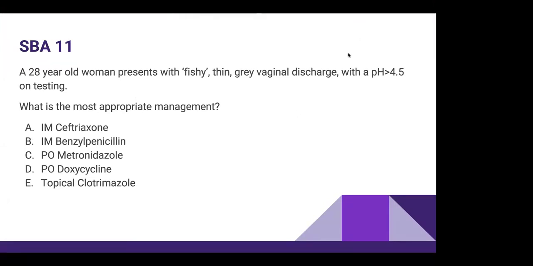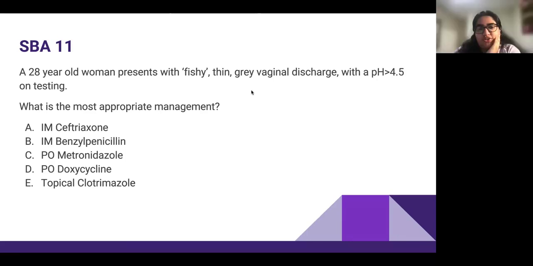Okay. So I'm just going to go through the SBA instead of doing the poll. So this is a 28-year-old woman presenting with a fishy, thin, grey vaginal discharge. And the pH of the discharge is greater than 4.5. So what is the most appropriate management? So what this question is trying to get at is what could this woman potentially be experiencing? And then what is used to treat it?